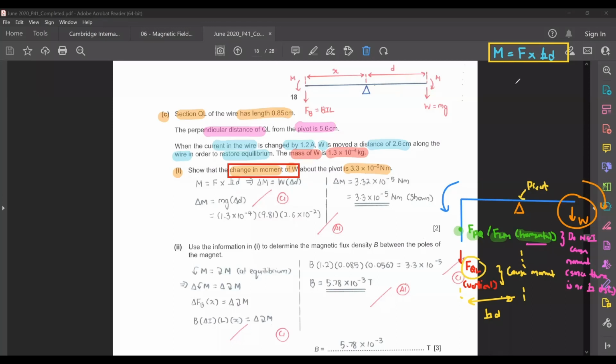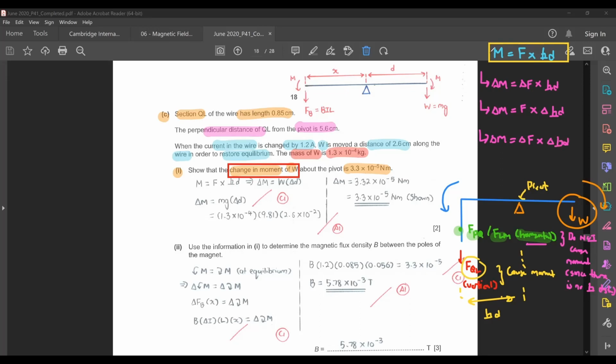So from looking at this equation, if you're talking about the change in moment, it could have come about in a few ways. Firstly, it could be that the force has changed, but the perpendicular distance remained the same. Or it could be that the force remains the same, but the perpendicular distance has changed. Or it could be that both force and distance change at the same time.